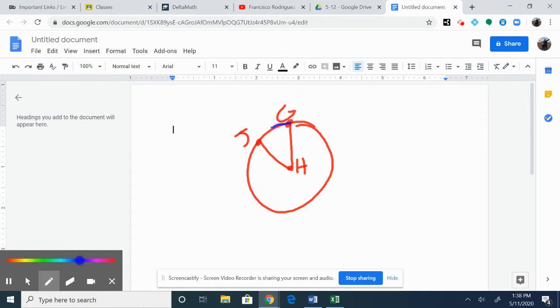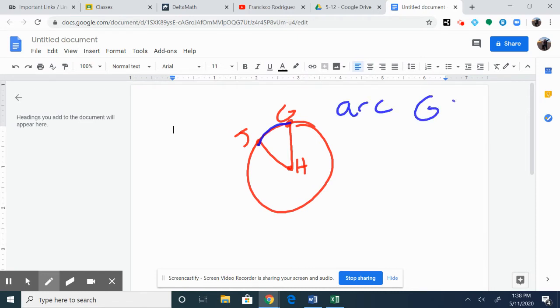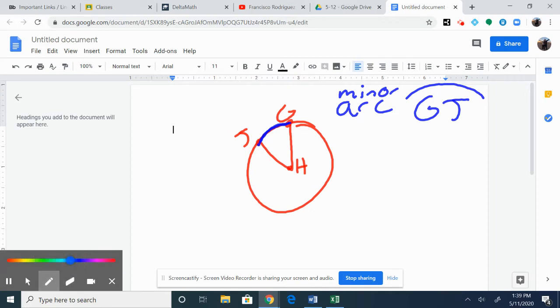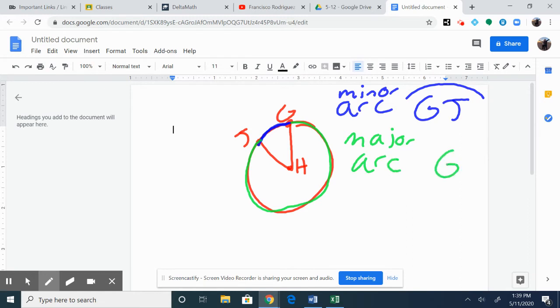So we have this point, from this point to this point, we call that an arc. And we would call that G to J, and we would label it with an arc over the letters. Now, there are two arcs here. We're going to have the minor arc, which is the small part of the arc, and then we're going to have the major arc, which is the rest, major arc, G and J.